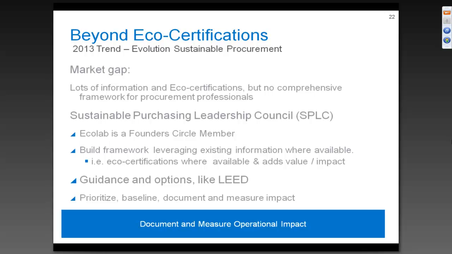The vision is to have it more of a guidance document, like LEED, where you get a certain number of points for X, Y, and Z activities. But one thing that's really important to us is that, kind of like LEED, you prioritize, and so you attack the most impactful attributes of your operation first. You document a baseline, and then you measure improvement or impact so that you really do know that your efforts are improving and having a benefit to your operation.